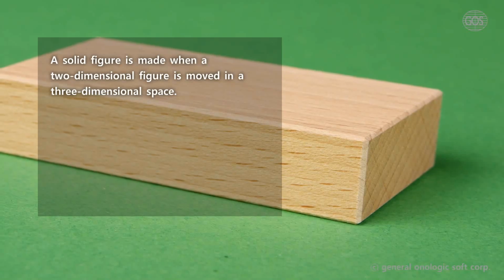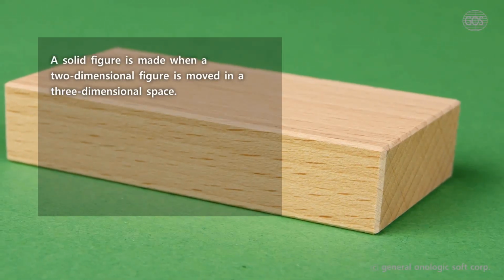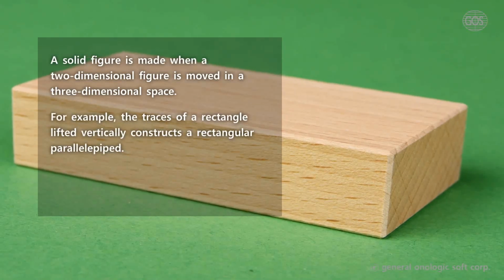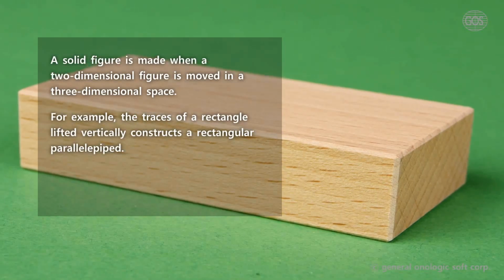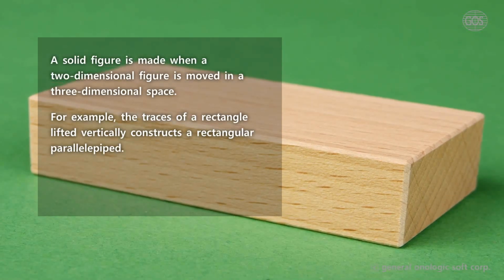A solid figure is made when a two-dimensional figure is moved in a three-dimensional space. For example, the traces of a rectangle lifted vertically construct a rectangular parallelepiped.